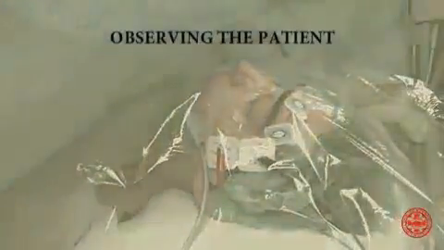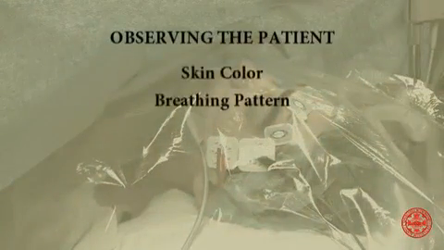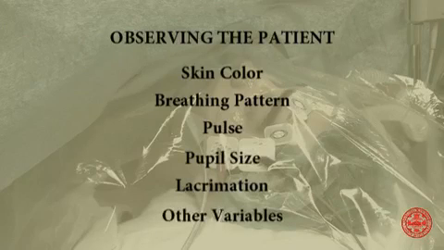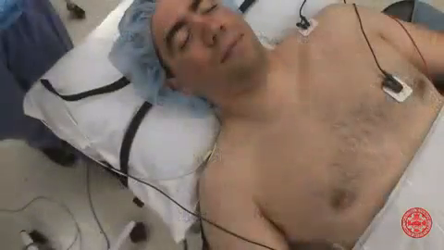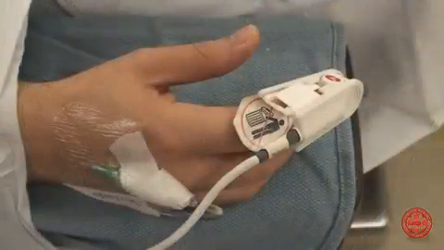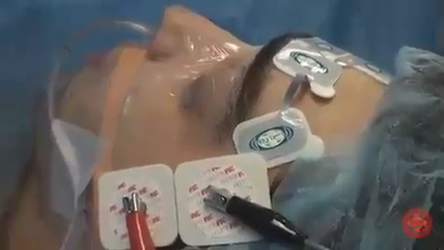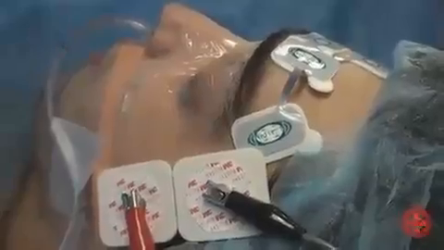Once the endotracheal tube is secured in proper position and ventilation is reinstituted, the patient is ready for the surgical team. Throughout the entire procedure, an anesthesiologist is present to care for the patient. The anesthesiologist monitors the patient's skin color, breathing pattern, pulse, pupil size, presence of lacrimation, as well as other variables. Additionally, the anesthesiologist uses electrocardiography, pulse oximetry, and peripheral nerve stimulation to assess the patient's hemodynamic and respiratory status, as well as the degree of neuromuscular block throughout the procedure.